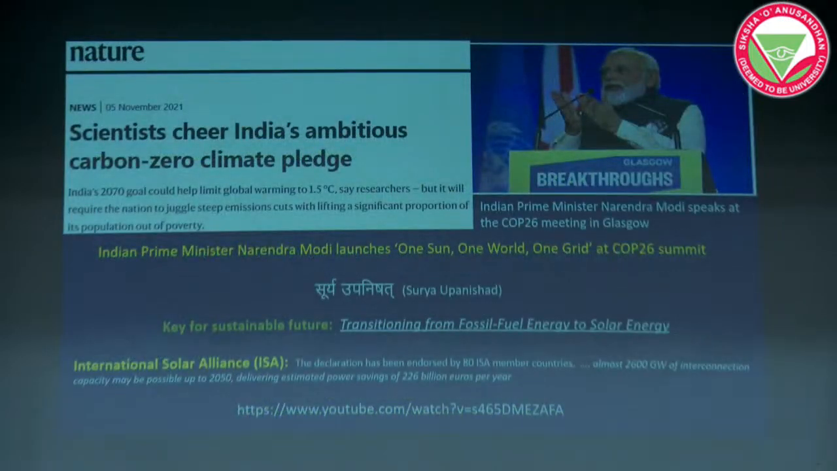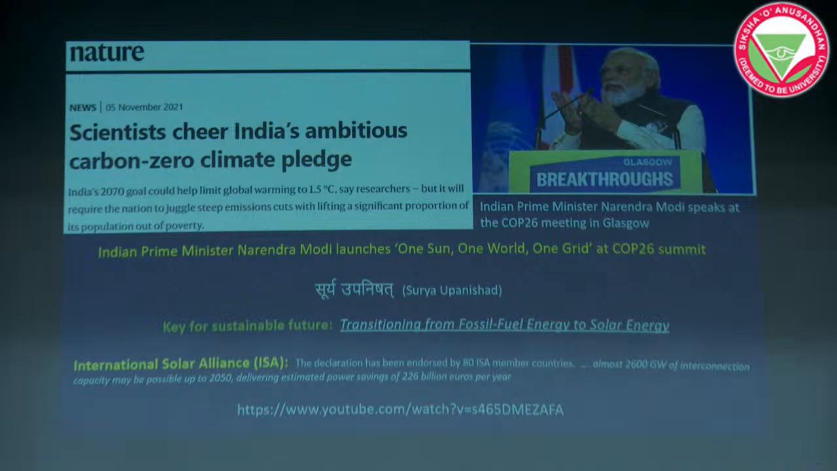The Honorable Prime Minister gave this wonderful speech. I will not get into it. He said one sun, one earth, one world at COP26. India is planning to reach net zero by 2070. But the important thing, the main message that he gave, is that for a sustainable future, we have to transition from fossil fuel to solar energy.